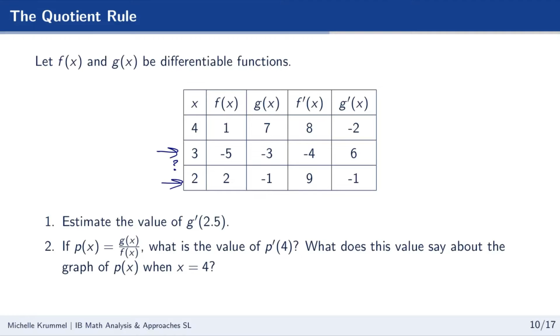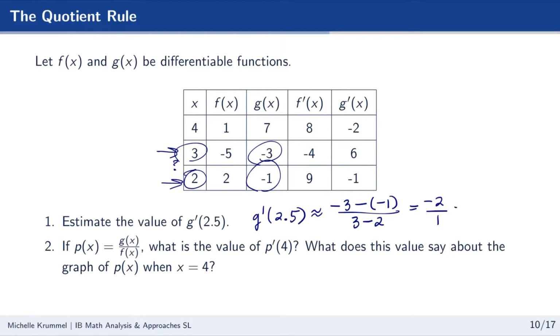So we take the closest two surrounding points to x equals 2.5, which would be this 2 and this 3. And we estimate the slope of g using the values for g of x, right? So we're going to use the point 3 comma negative 3 and 2 comma negative 1. So g prime of 2.5 is approximately equal to, so I'm going to go a little bit past the 2.5, which would be the 3. So negative 3 minus negative 1 over 3 minus 2. And that's going to be negative 2 over 1, or negative 2. That is our estimate for g prime of 2.5.